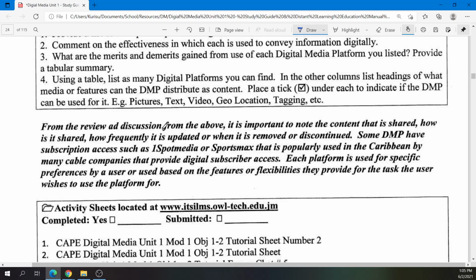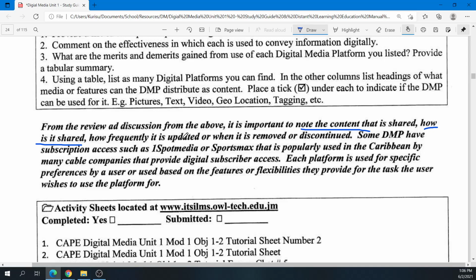So from the review and discussion from the above, it is important to note the content that is shared. So for each platform, you must know what content is being shared. So that Word document that I just opened, like for example, application stores, you know that they are serving applications. Sometimes they may be sharing wallpapers, themes, and so on, games. So you have to know what content is being shared. How is it being shared? Is it live? Is it delayed? Is it direct? How is the content being accessed?